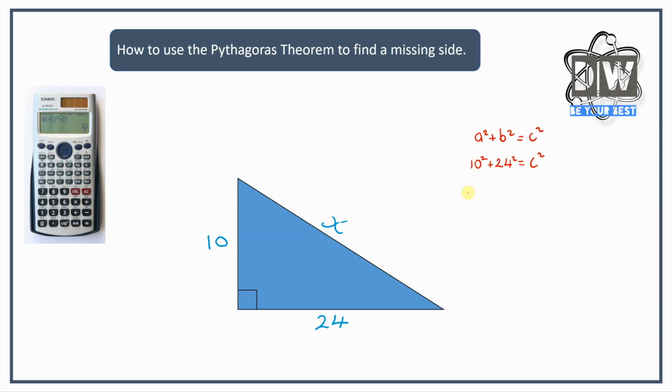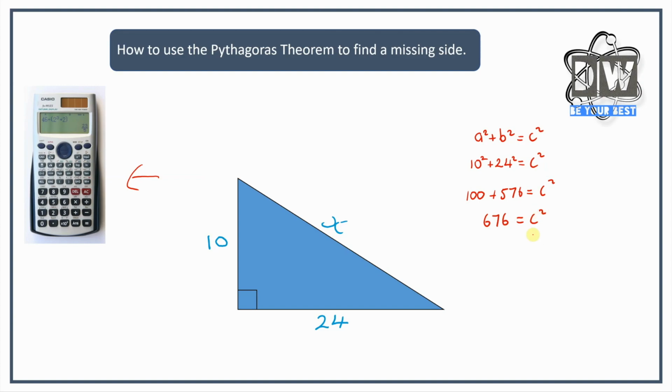What's 10 squared? Well, 10 squared is 100. You'll need to have your calculator, hence why we have the sign out here saying you need your calculator, because we're going to have to go 24 squared, or 24 times 24. And what we get is 576, I think. I'll just check that. Yes, that's right. And then we've still got our c squared. So we add those two together to give us 676 equals c squared.